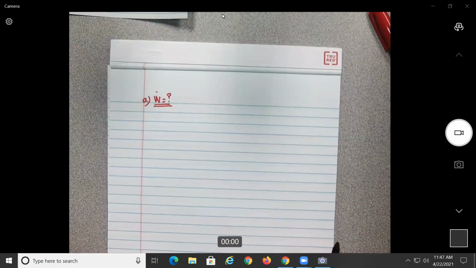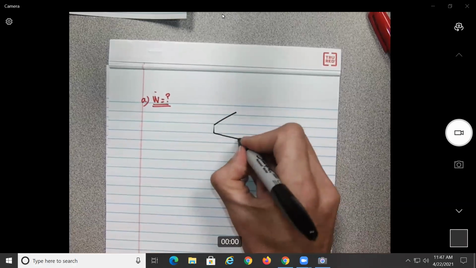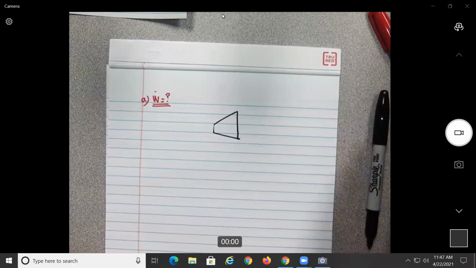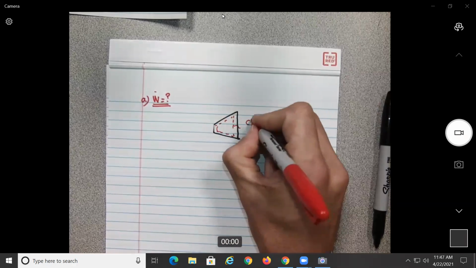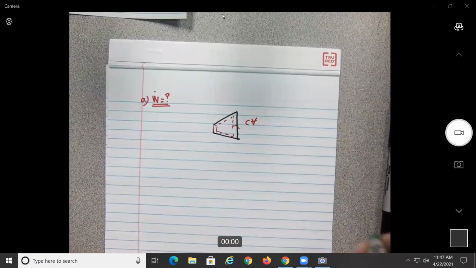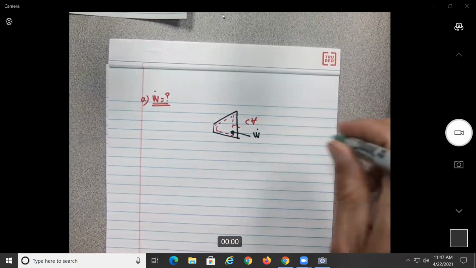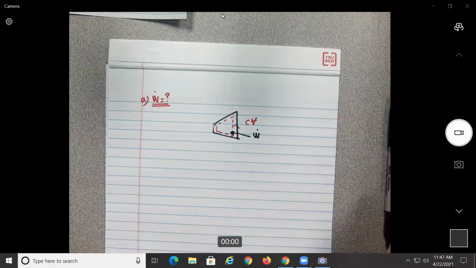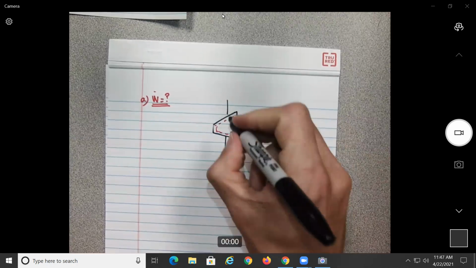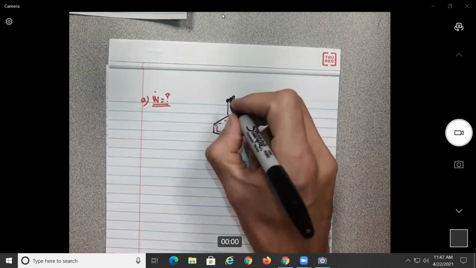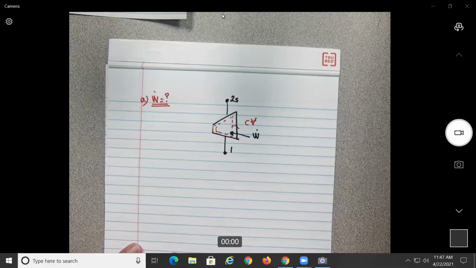So what we need to do here is just to consider the compressor as our control volume. So this is our compressor, so this will become our control volume. We know this requires power, and that this is located between 1 and 2S.